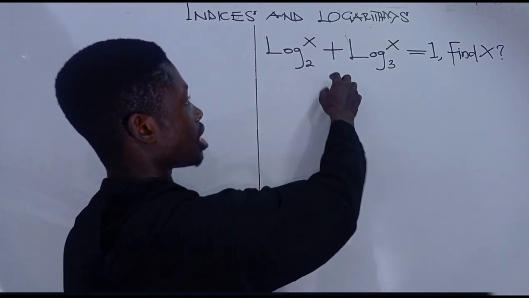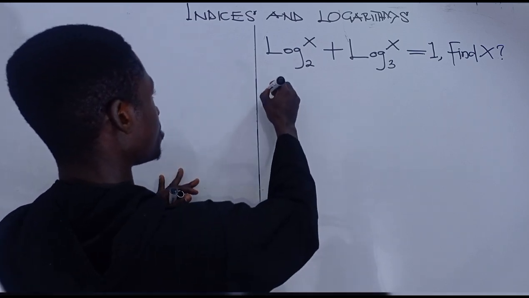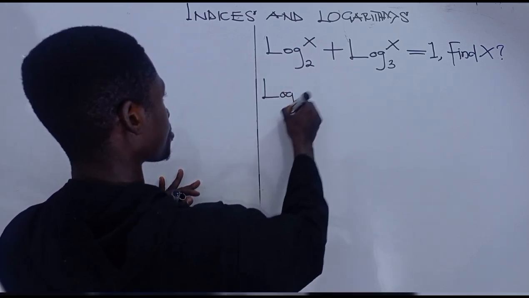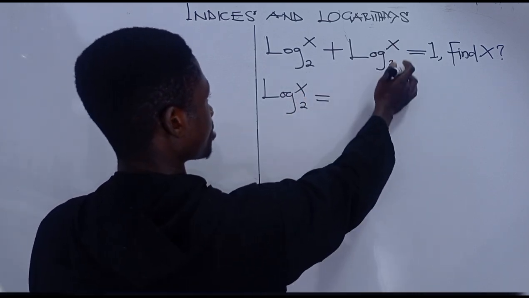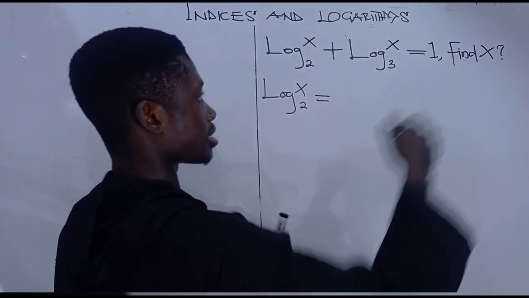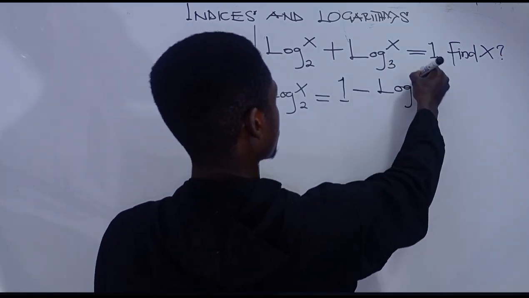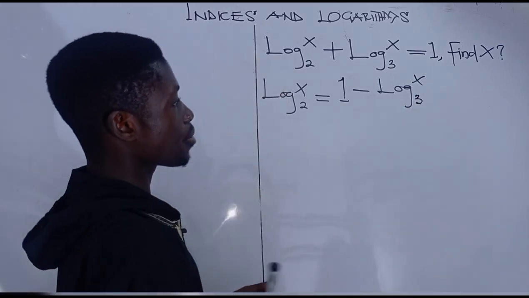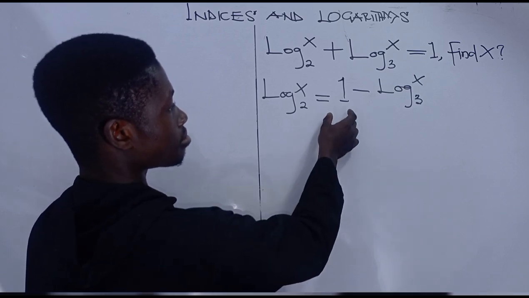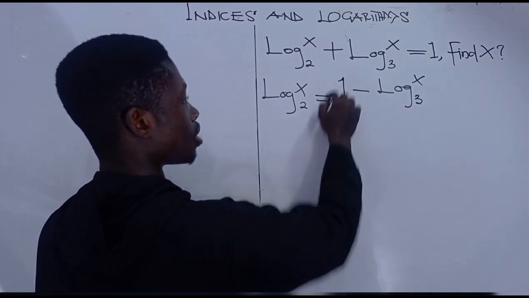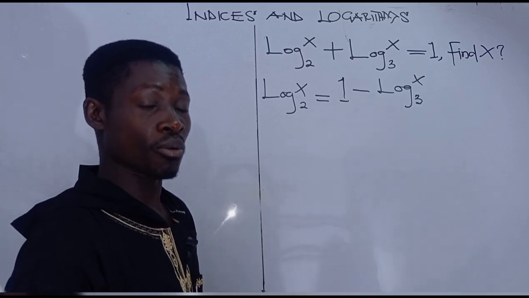Let's bring any of these logarithms to the right-hand side of the equation. So we are going to bring log of x to the base of 3 to the right-hand side of the equation. So we will have, now we have log of x to the base of 3. Now let's write this in a logarithm form. Let's write the number 1 in a logarithmic form.